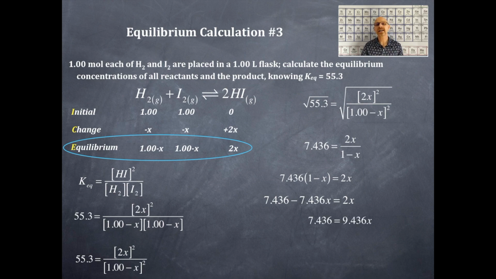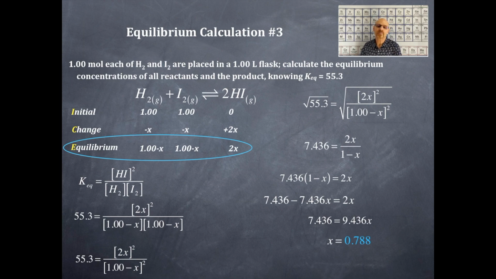Now I have my non-x term on the left-hand side and my x term on the right-hand side. I'm going to divide by the stoichiometric coefficient in front of the x, which is the 9.436. And I'm going to get this value. So this value is 0.788.